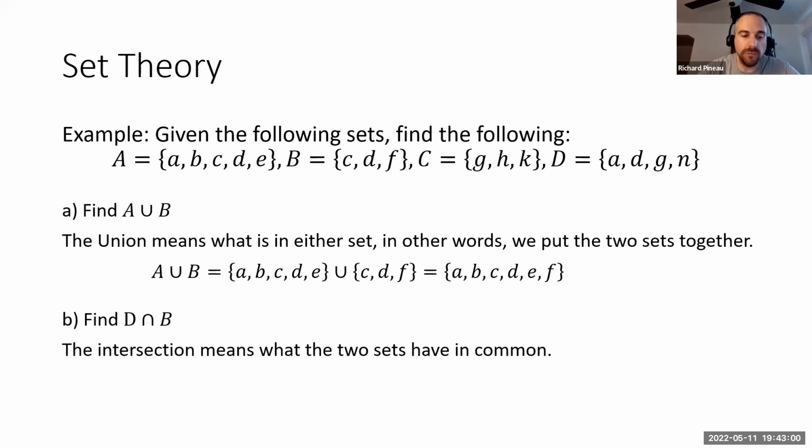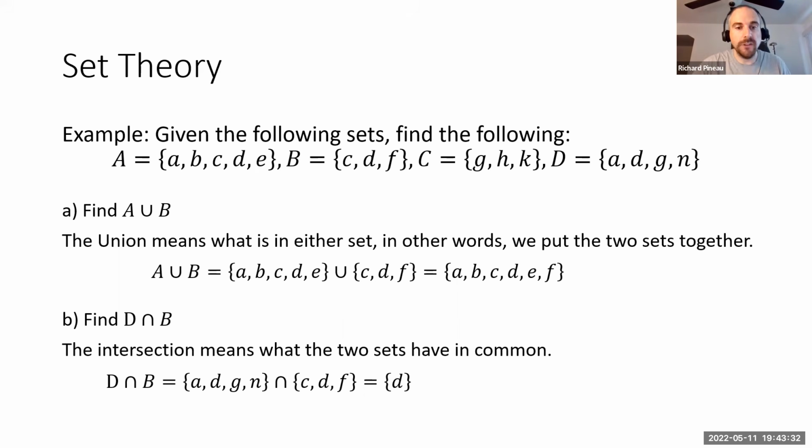Intersection means what the two sets have in common. So D intersect B. Set D is the elements A, D, G, and N, and we intersect that with set B, which is C, D, and F. What do the two sets have in common? The answer here is the element D. So this is the set {D}. The answer is not just the letter D. We have to make sure we use the brackets, very, very important, because the answers to these are sets. So using those brackets is essential. In this case, they only had one thing in common.